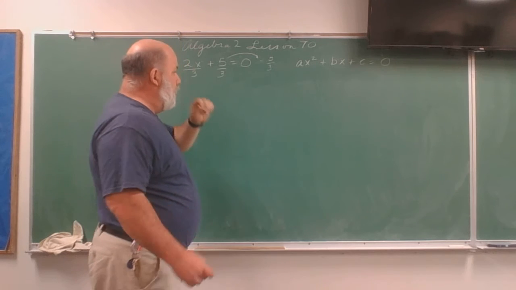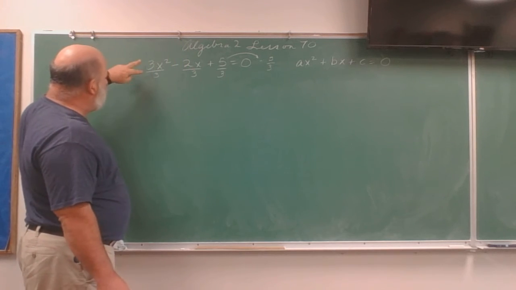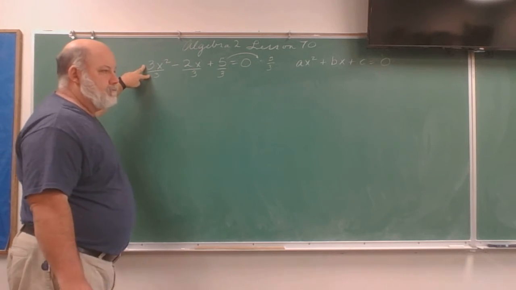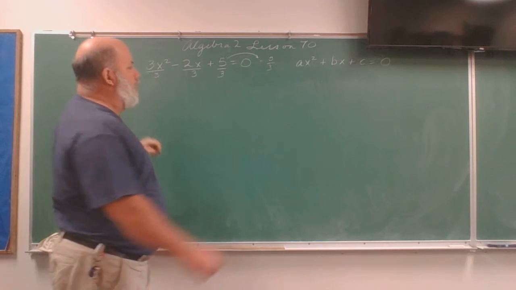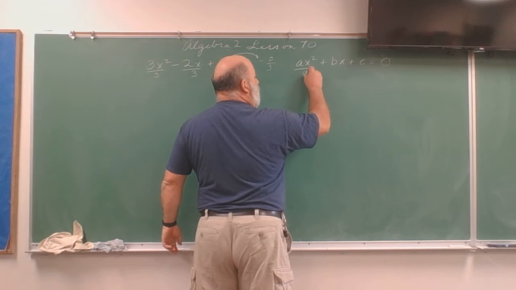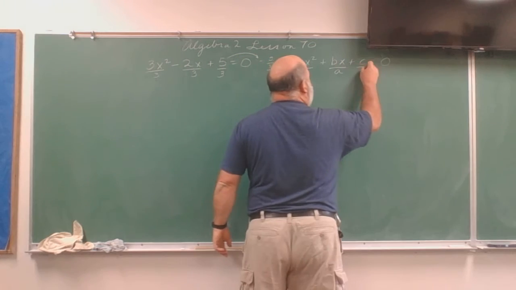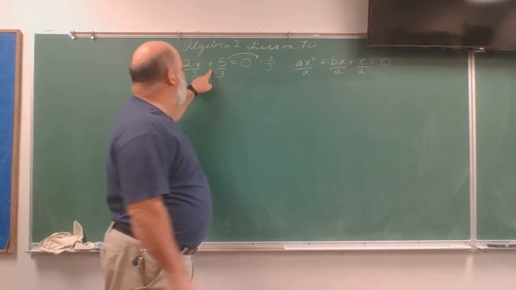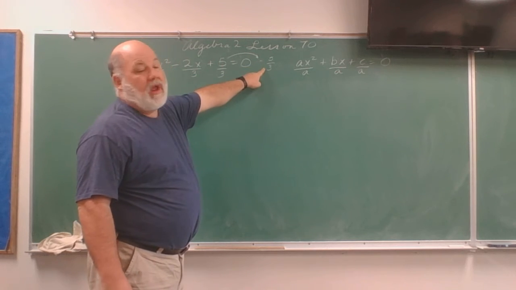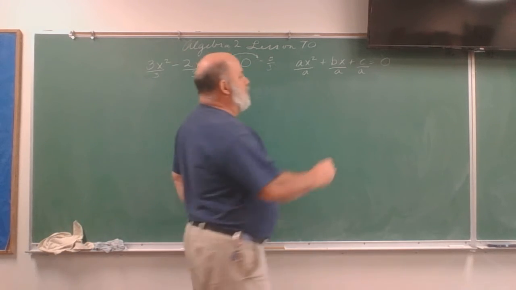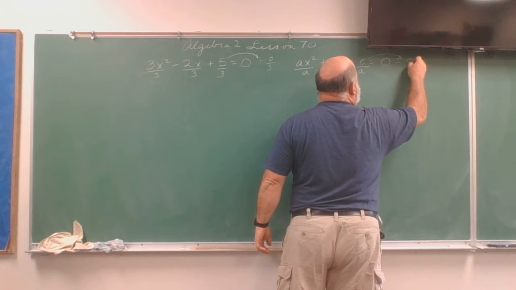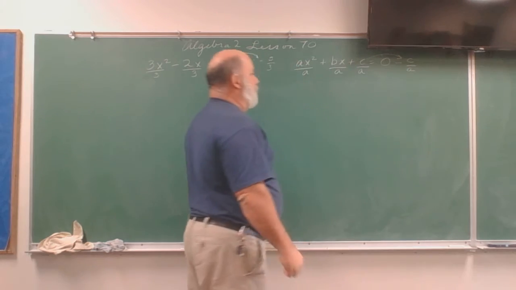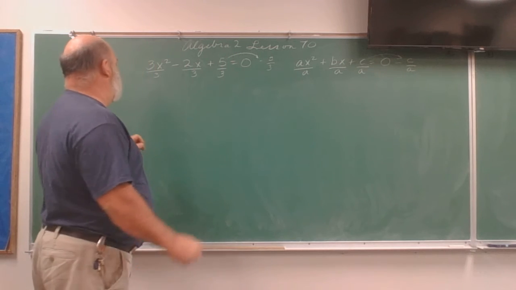We just don't know. Just like over here, I divided by 3. On this quadratic equation, I'm going to divide by a. I moved the positive 5/3 to the right where it became -5/3. I'm going to move the c over a to the right where it becomes -c over a. We're going to do a side-by-side comparison.